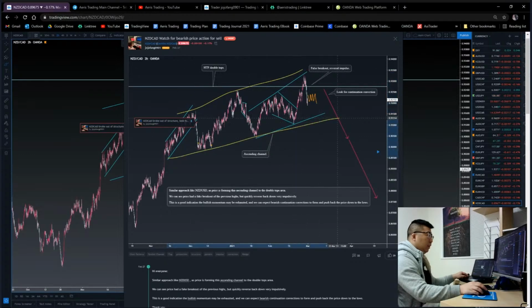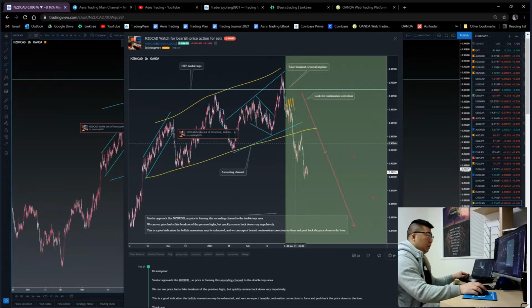So very clean. We had this impulse down. We broke all of this larger correction, and there was a lower time frame pullback. And some of you guys are looking at this correction as well. So I definitely think this correction is also valid as well.